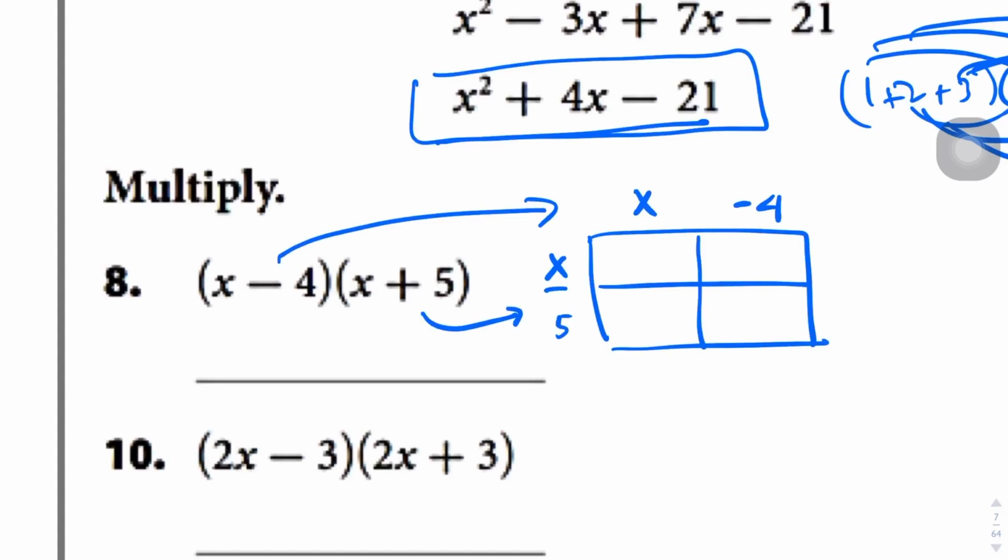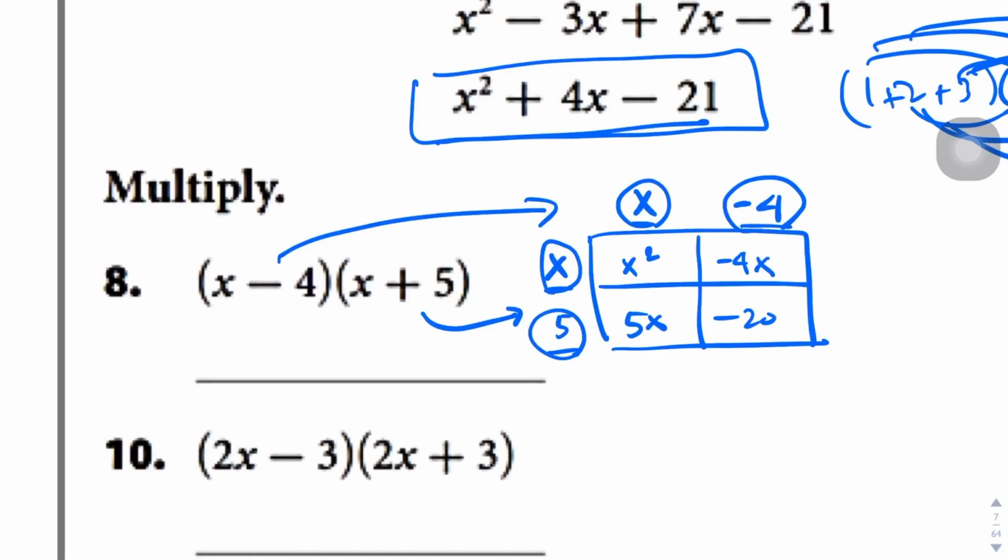Let's go ahead and multiply these. X times x is x squared, and then x times negative 4 is going to give me negative 4x, and then x times 5 is going to give me 5x, and then 5 times negative 4 is going to give me negative 20. And so let's go ahead and write it out now.